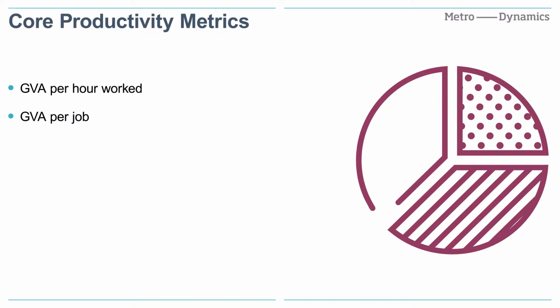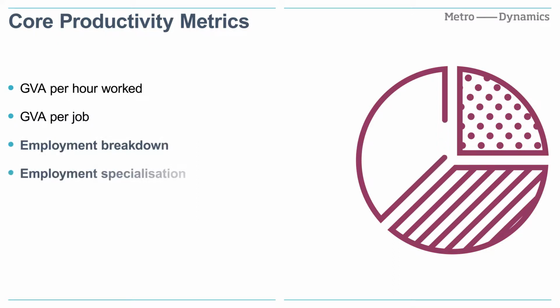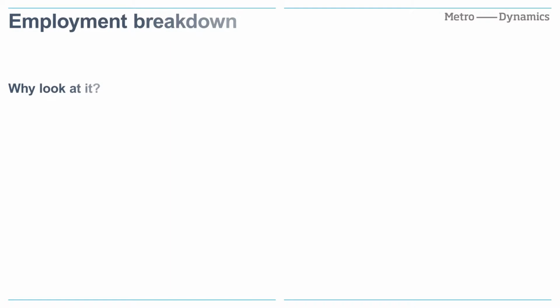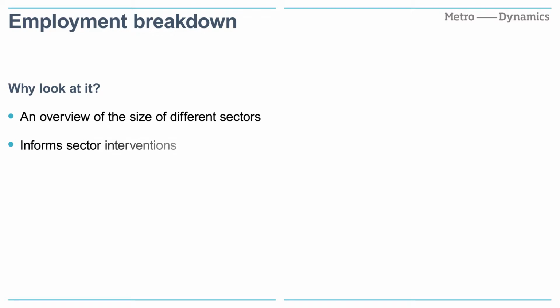These indicators are all measures which should be included in an evidence base for the local industrial strategy. These are employment breakdown, employment specialisation, business base, and earnings. The employment breakdown of the economy gives a simple breakdown of the sectors in your area. This helps you understand how much of the work being done in your economy is being done in more or less productive sectors. It can also shape thinking around where interventions will make the most impact.